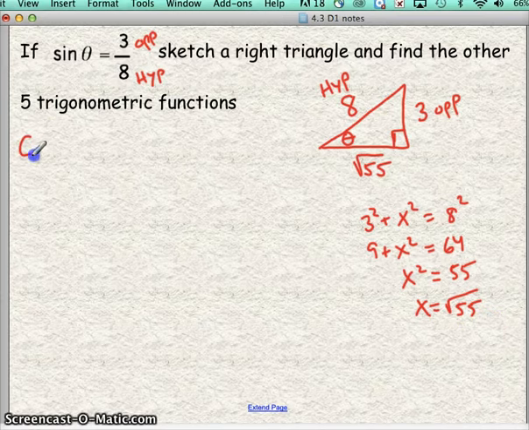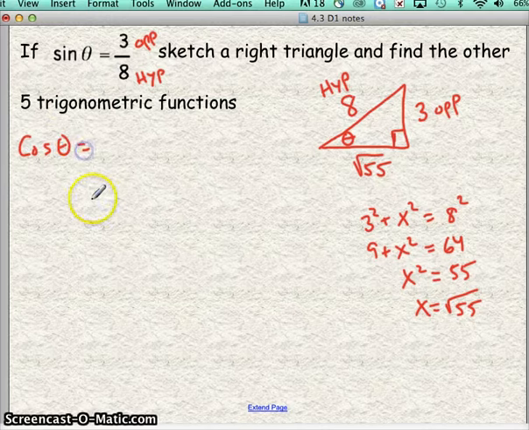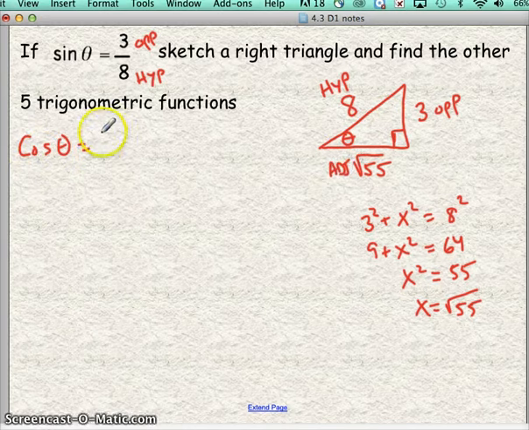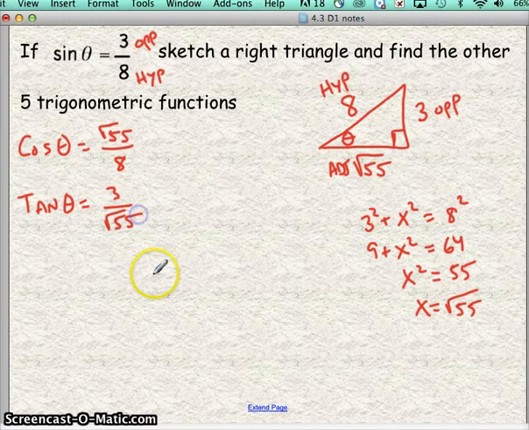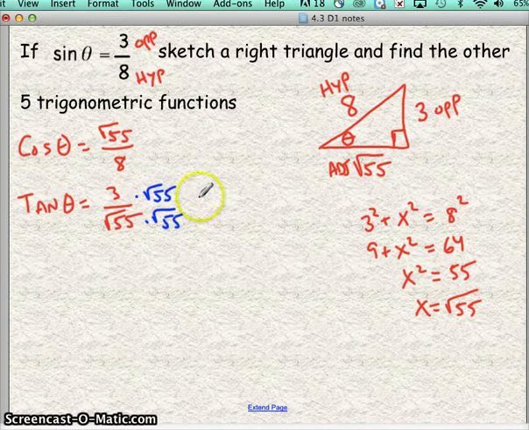All right, so we're given sine. Let's find cosine. Cosine is adjacent over hypotenuse. This is the adjacent side, so it would be root 55 over 8. Tangent is opposite over adjacent, so that would be 3 over the square root of 55. But we don't want to leave a square root in the bottom, so we're going to multiply by the square root of 55 on top and bottom. So then we have 3 square root of 55 divided by 55.